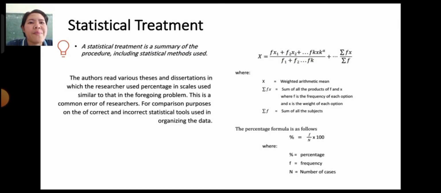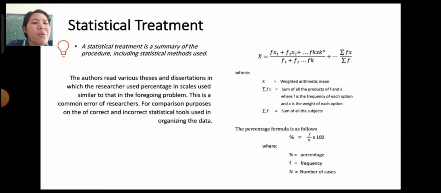Okay, next is the statistical treatment. It is a summary of the procedure, including statistical methods used. The authors read various theses and dissertations in which the researcher used percentage in scales used similar to that in the foregoing problem. This is a common error of researchers. For comparison purposes, of correct and incorrect statistical tools used in organizing the data.